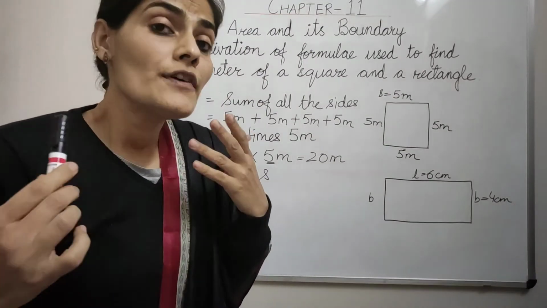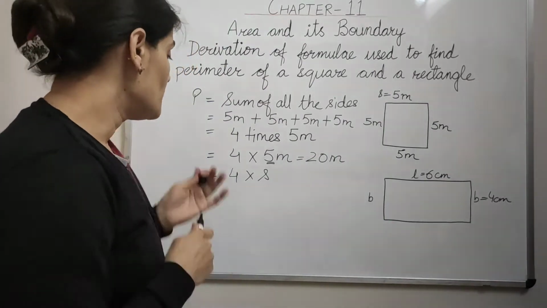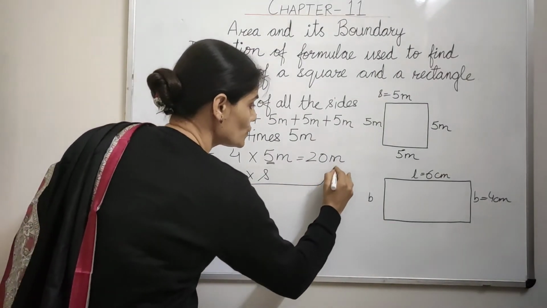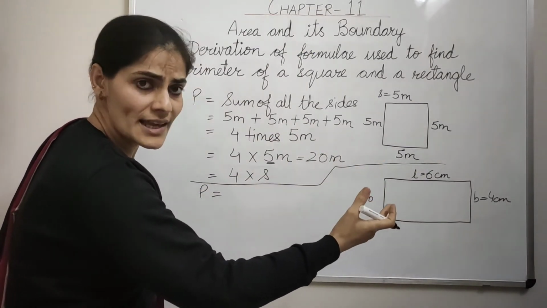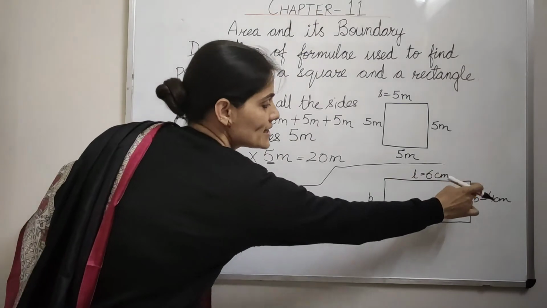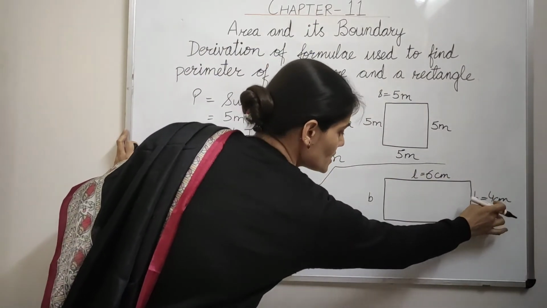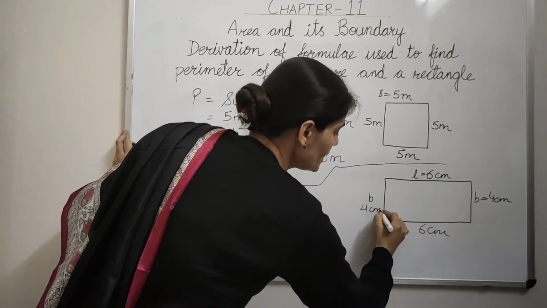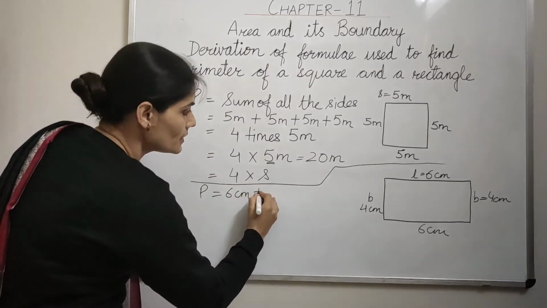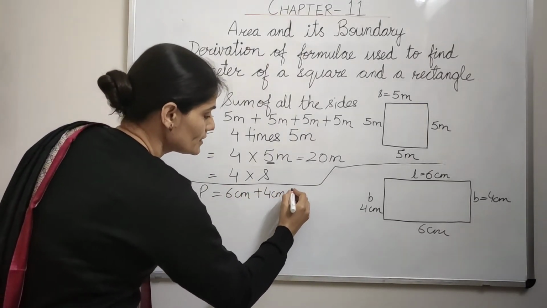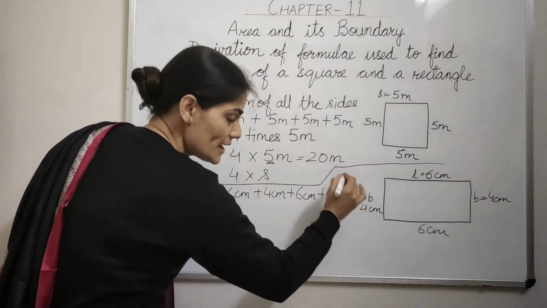So, without knowing the formula, how would you find the perimeter? Perimeter in this case would actually be, perimeter is equal to sum of all the sides. So, we'll start adding. This is 6, so the opposite one will also be 6. This is 4, so this will also be 4 centimeters. So, let's write 6 centimeter plus 4 centimeter plus 6 centimeter plus 4 centimeter, isn't it?